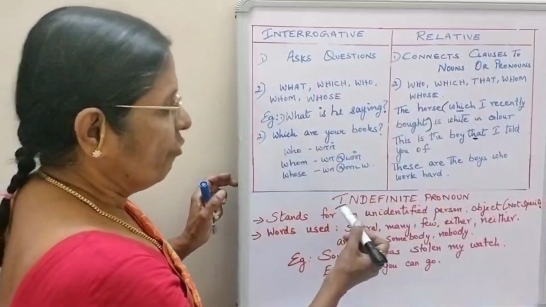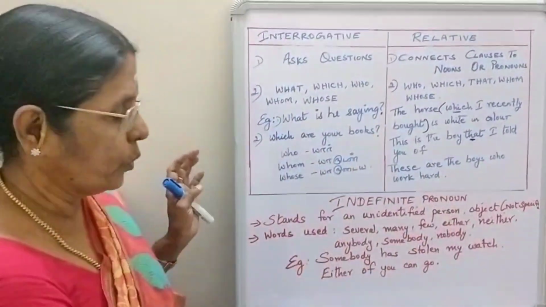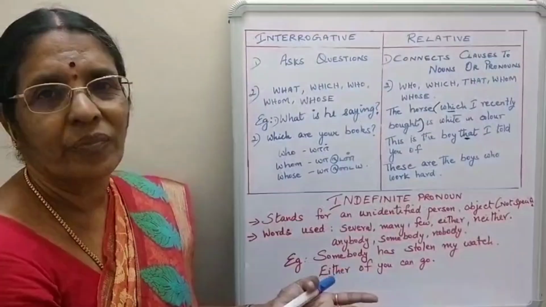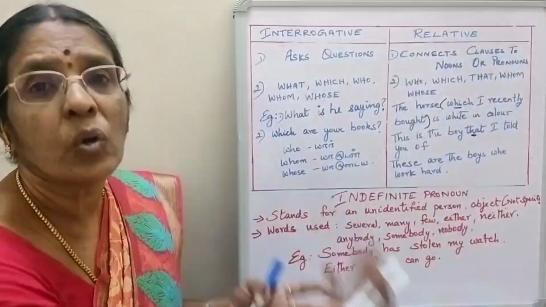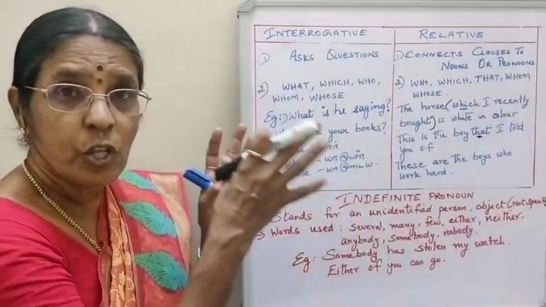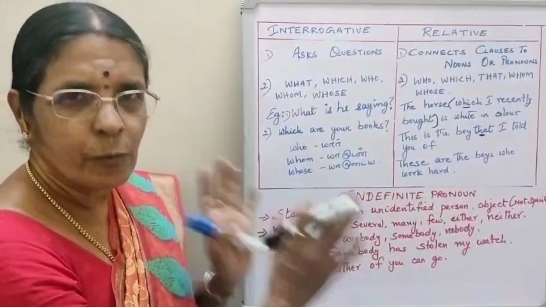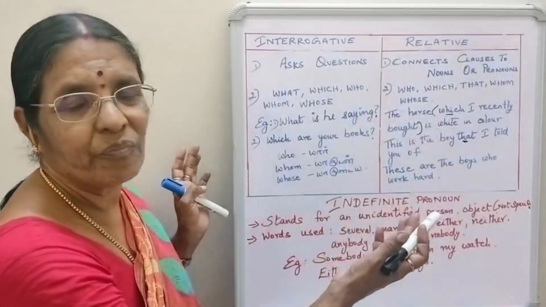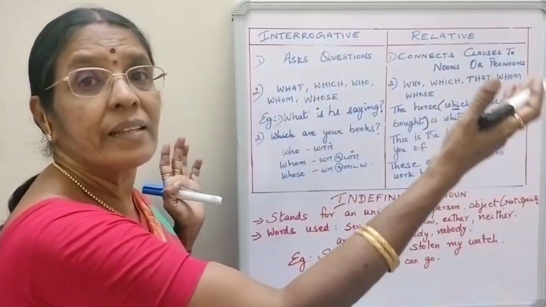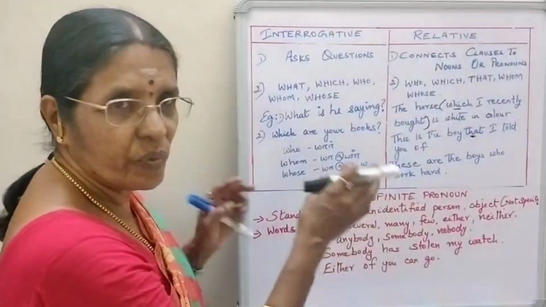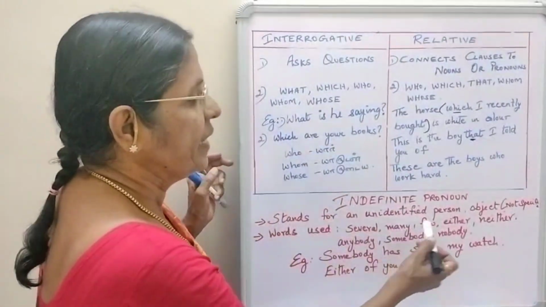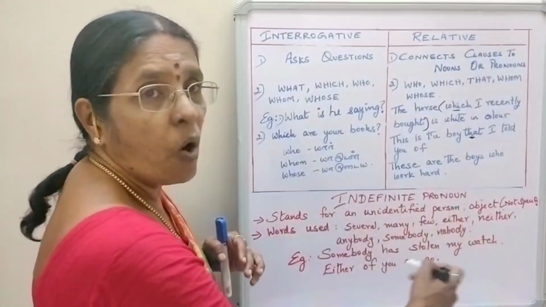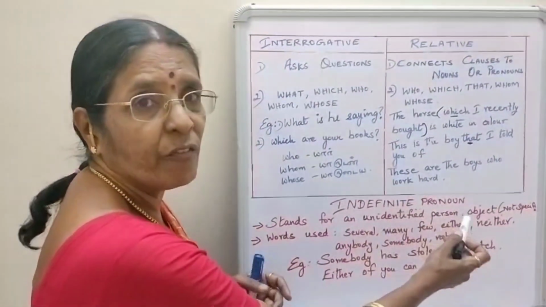Okay. Then finally we come to indefinite pronoun. Indefinite means we don't know. We don't know the end. We don't know the person. We don't know the object. We are not able to specify something. It's not specific, right? And the words used for that are several. Several people were seen in the ground. Okay, we don't know who. We are not specifying who. Many, few, either, neither, anybody, somebody, nobody. All these words are used as indefinite pronouns.